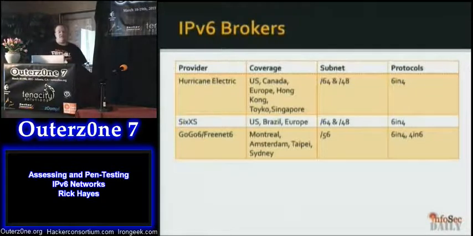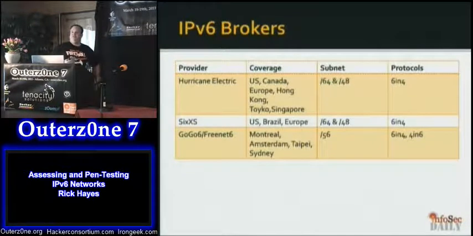Hurricane Electric covers the U.S. And again, it supports, well, U.S., Canada, Europe, Hong Kong, Tokyo, maybe not so much. Singapore, and it does 6 into 4. And SixXS also does U.S., Brazil, and Europe, and that's a 6 into 4. So that's really what you're looking for.